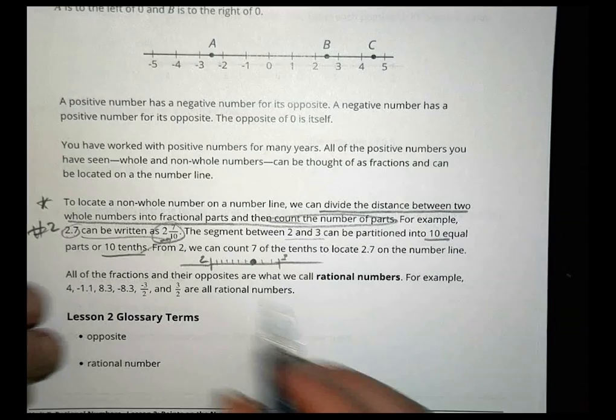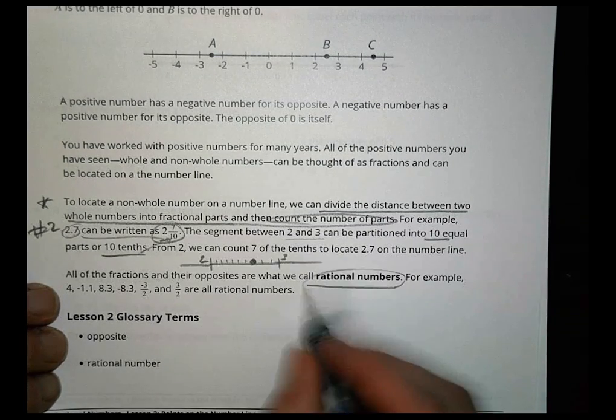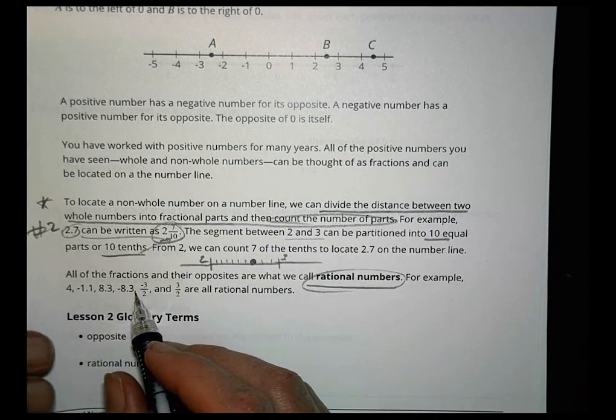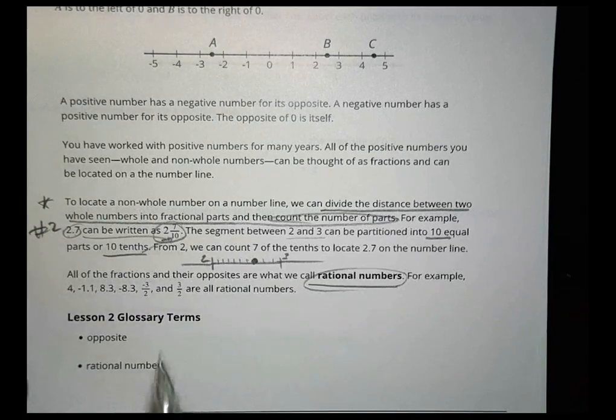So all fractions and their opposites are called rational numbers. So fractions and decimals and the opposites are all rational numbers there. And so just keep that in mind.